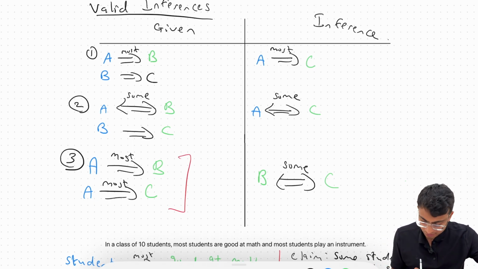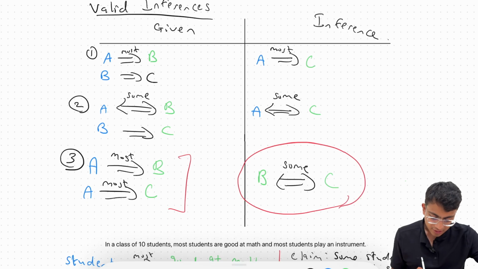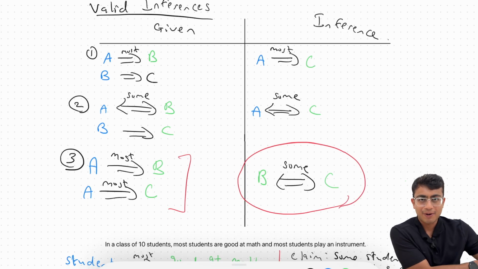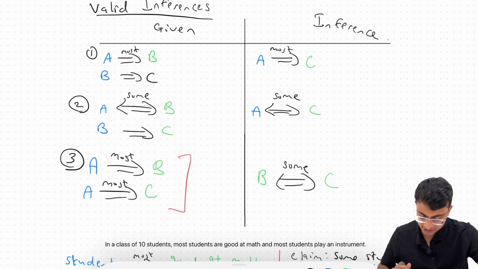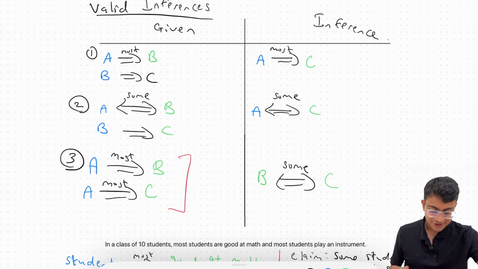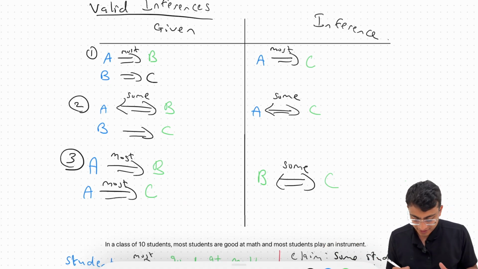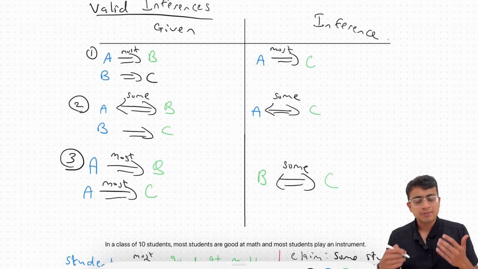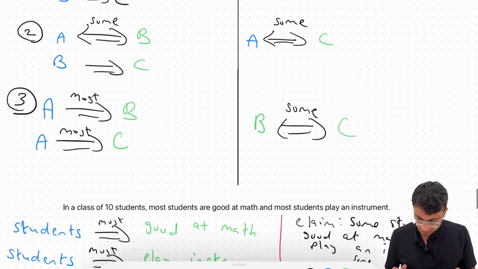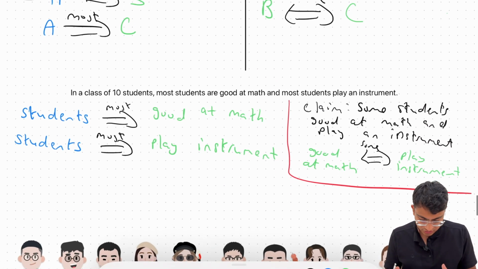The tricky one is the third one, and I'm going to spend some more time on it. If I have two most statements, I can actually get one some statement from it, and this seems unintuitive at first, right? A most B and A most C, where does the some come from? So I'm going to explain this using an example. I'm going to zoom in again, and let's check out this example.